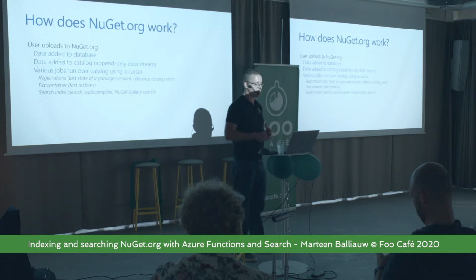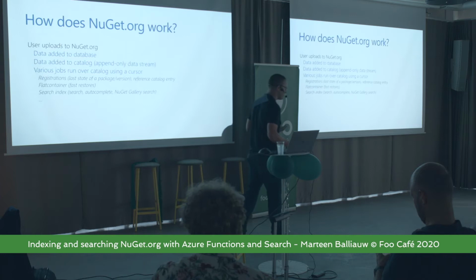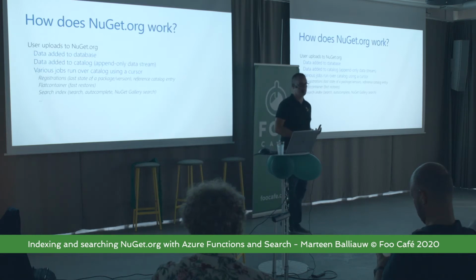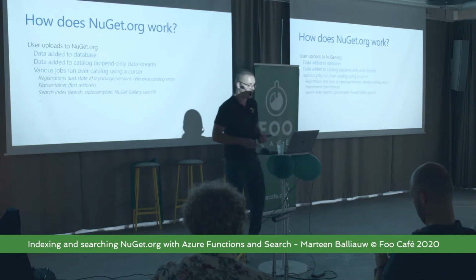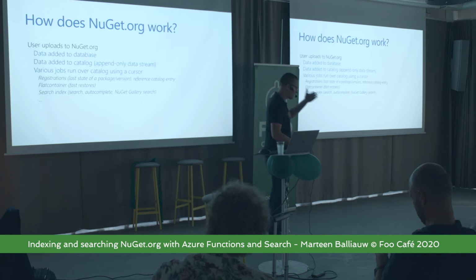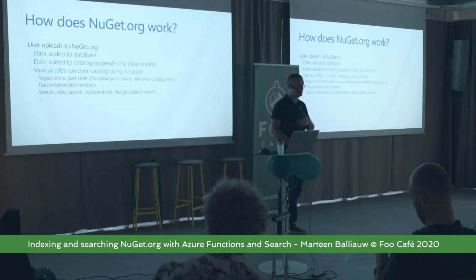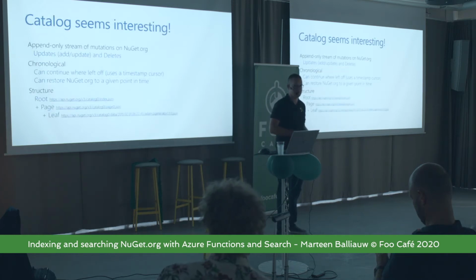And then various jobs run over a catalog. That catalog is a representation of what is in the database at any given point in time. So basically they have an append-only structure that holds all packages since the beginning of time, with whether they were updated, whether they were deleted with newer versions, author updates, etc. Various jobs run over that catalog, so they populate the index based on that append-only stream, because you can have a cursor, read from that append-only stream and get all that data and add it into search.